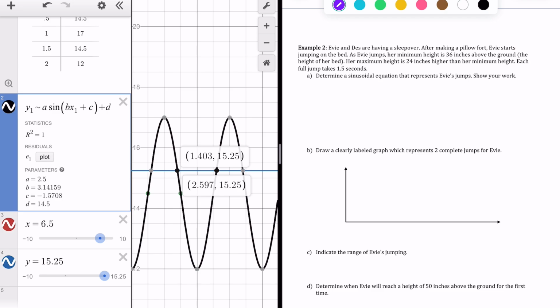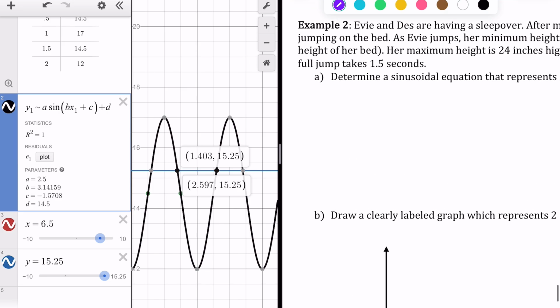We want to determine a sinusoidal equation that represents Evie's jumps. So when I take a look at this, I need to make a table of values. Much like the last example, I have time and height.